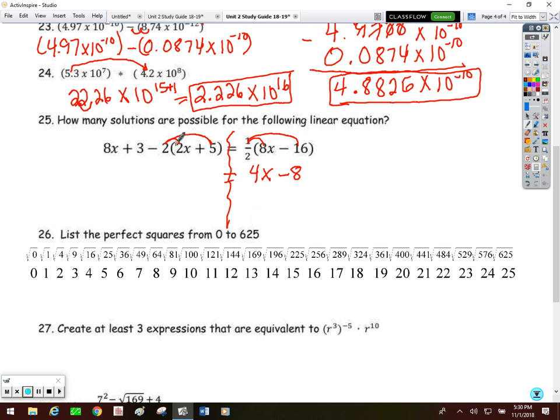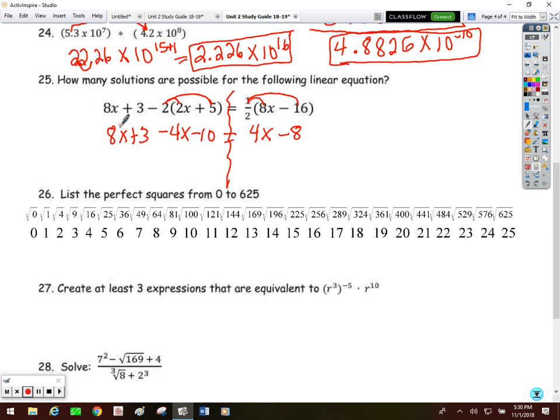All right, let's go to this side. -2 times a positive 2x is a -4x. -2 times a positive 5 is a -10, right? All right, we didn't do anything to these two, so let's write them down again. And now we can start combining our like terms. Remember, variables get boxes, numbers get circles.